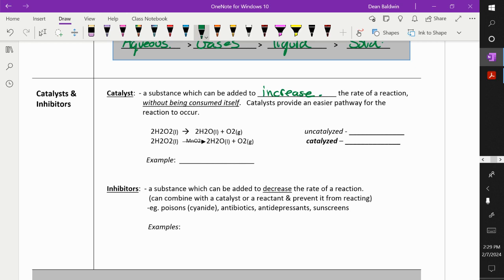The thing about catalysts is it is not consumed. You get it back at the end. So the catalyst is not used up in the reaction. You can recover it. Now, it might be hard to recover it, but you can recover it.